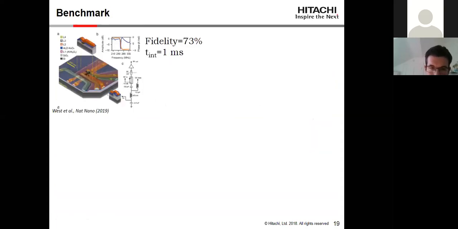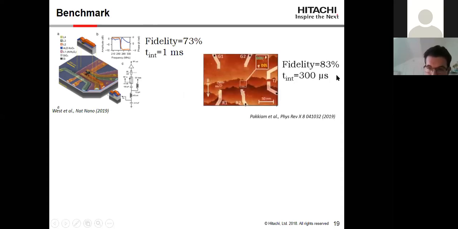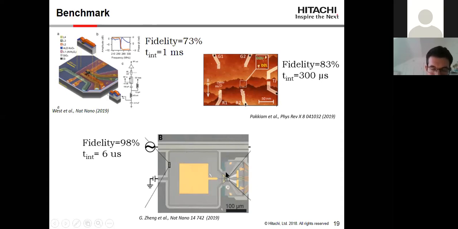Okay, so to put these results into perspective, we can check last year's high impact papers from UNSW, for example, that achieve a 73% fidelity in a millisecond. That takes a bit of time. Then an 83% fidelity in 300 microseconds, an improvement by Simon's group. And ultimately, the best demonstration from Delft with a fidelity of 98% in 6 microseconds. So our results should, in principle, allow us to defeat these values obtained with these bulky on-chip resonators.